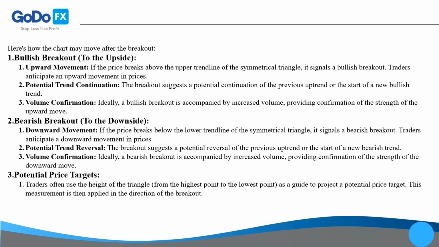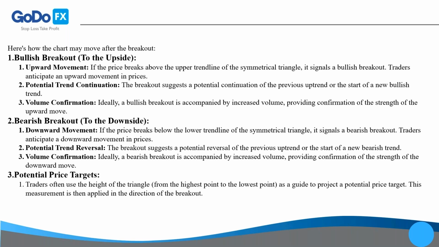So for the bullish breakout to the upside, if the price breaks above the upper trend line of the symmetrical triangle, it signals a bullish breakout, and traders anticipate an upward move in prices. The breakout suggests a potential continuation of the previous uptrend or the start of a new bullish trend. Ideally, a bullish breakout is accompanied by increased volume, providing confirmation of the strength of the upward move.